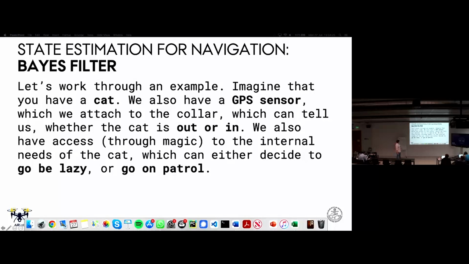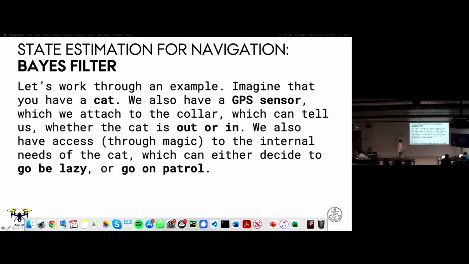So imagine that we have access to a GPS sensor, noisy as it is, which we can attach to the collar of the cat, and the sensor is going to say whether the cat is in or out. We also have access, through magic deep learning somehow, to the needs of the cat, so we know what the cat is intending to do.